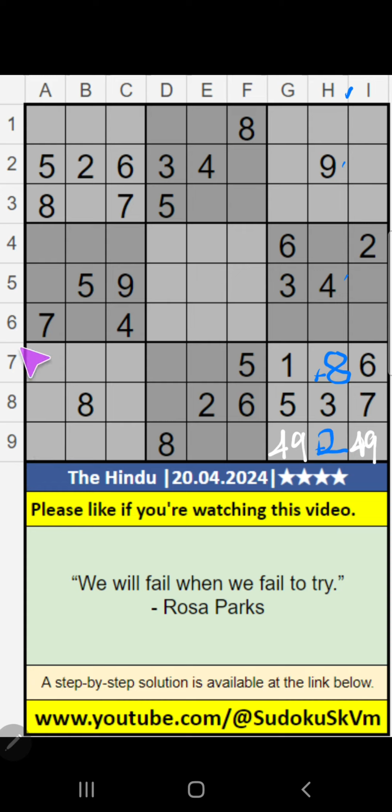9th row, 6th row, and 5th row, and 2nd grid, we have 4. So 4 can't come in these cells. Then 4 is confirmed here.